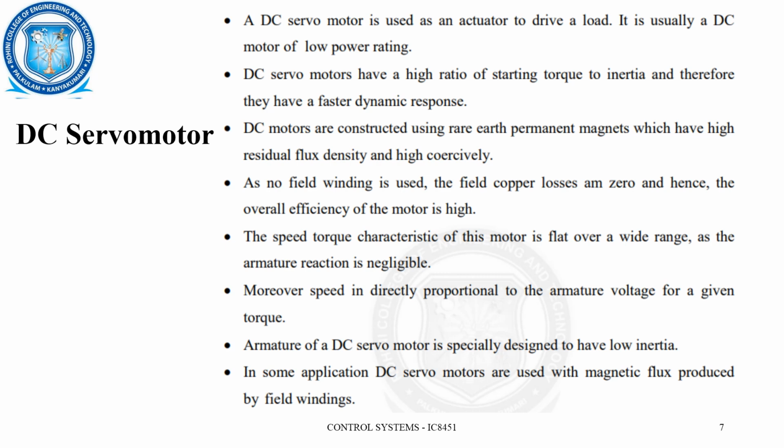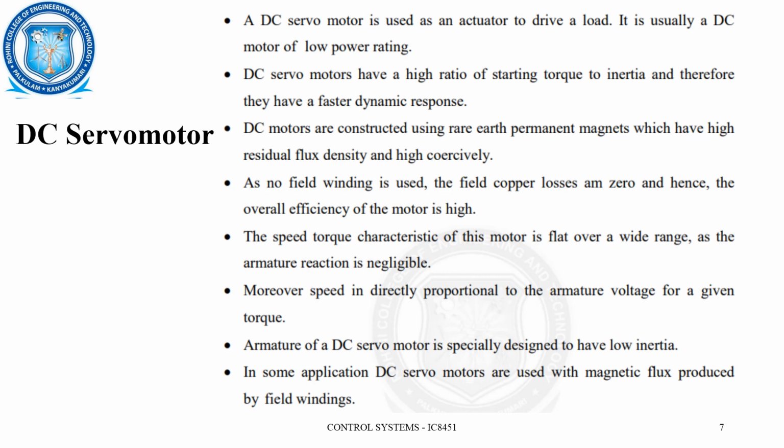The DC servo motor is actually active with a load and is usually a DC motor of low power rating. The DC servo motors have a high ratio of torque to inertia and therefore have a faster dynamic response. The DC motors are normally constructed using rare earth permanent magnets which have high residual flux density and high coercivity. As no field winding is used, the field copper losses are also zero and hence the overall efficiency of the motor is very high.